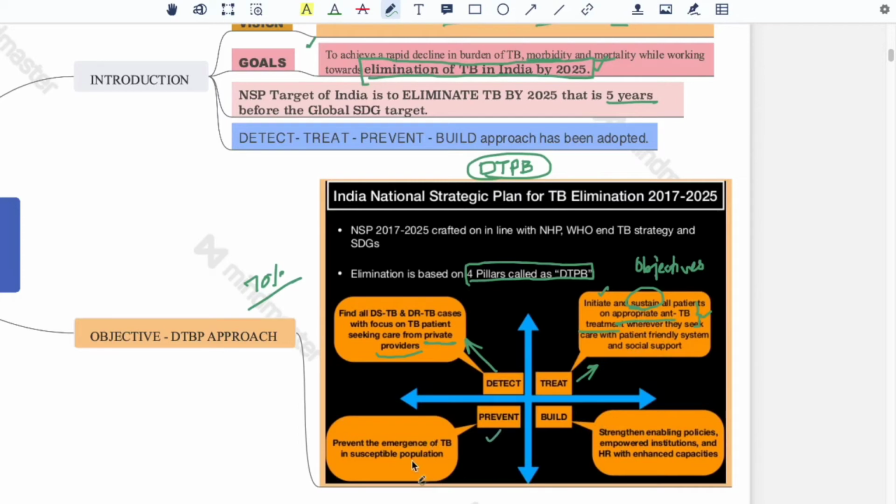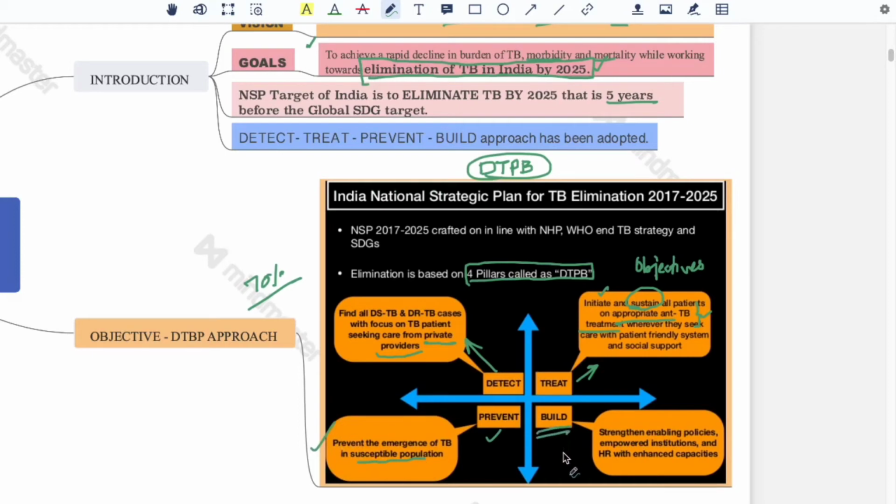Next is prevent: prevent the emergence of TB in the susceptible population. Susceptible population, vulnerable population, key population, in all these people, active case finding should be done, and the emergence of TB should be prevented also.